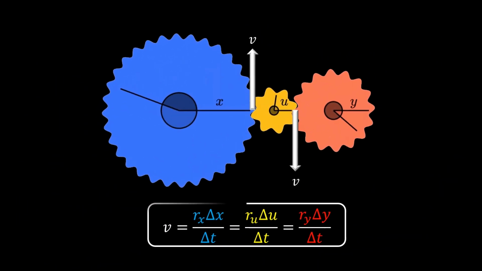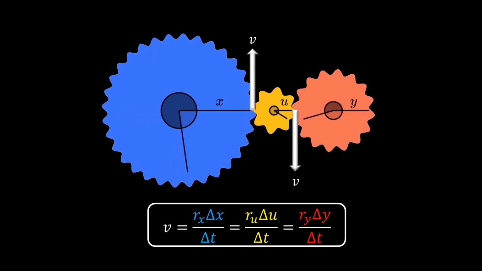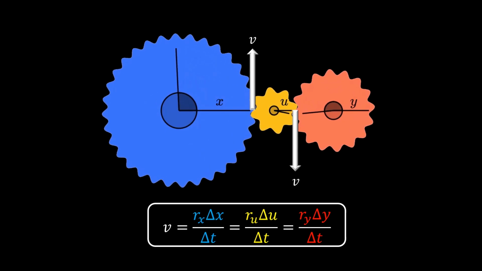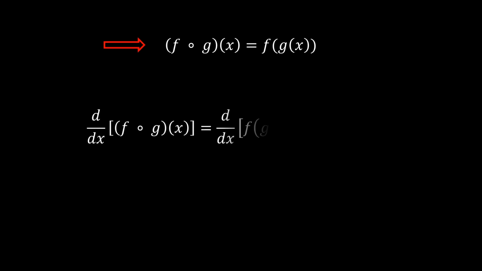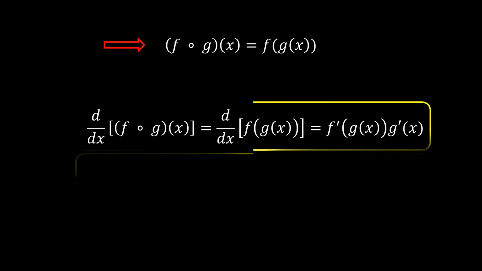We showed this idea with gears, but this result holds whenever we have an intermediate variable. To be precise, the chain rule lets us find derivatives of function composition. Putting g(x) inside of f(x) gives us a new function, f of g of x. That lets us formalize our result. The derivative of f of g of x equals f dash of g of x times g dash of x.